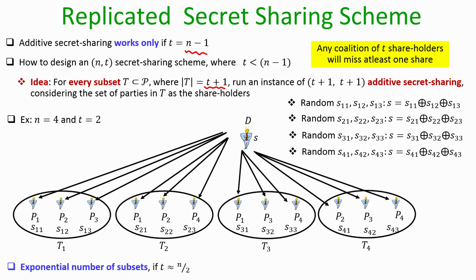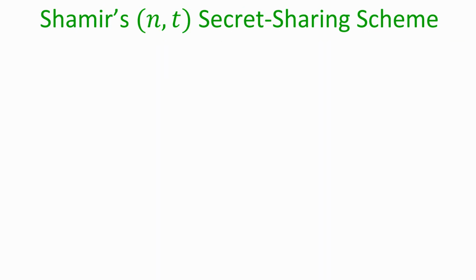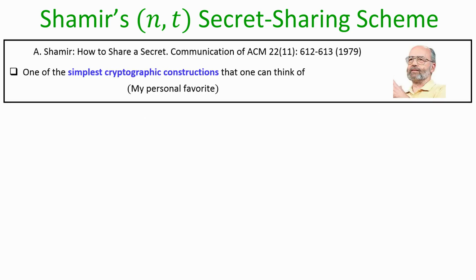That means, the dealer basically has to deal with an exponential number of values here, and the same is the case for every shareholder. So, this is an inefficient solution, and let us now discuss a very clever solution for (n, t) secret sharing due to Shamir, and this is one of the simplest cryptographic constructions that you can think of. This is my personal favorite, and this is based on simple arithmetic which you might have learned during your high school.